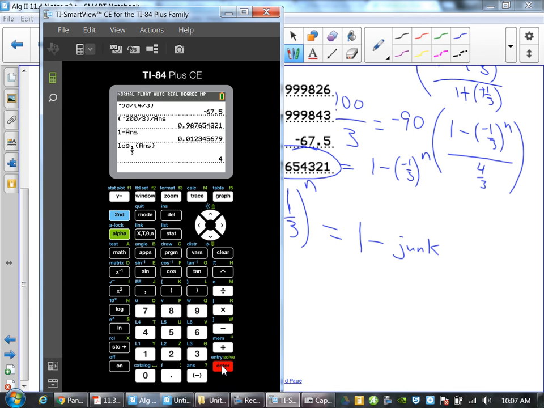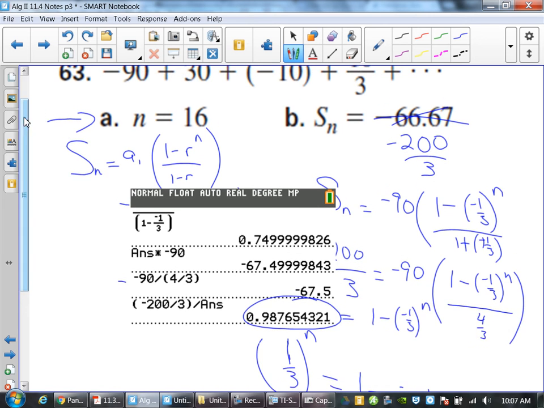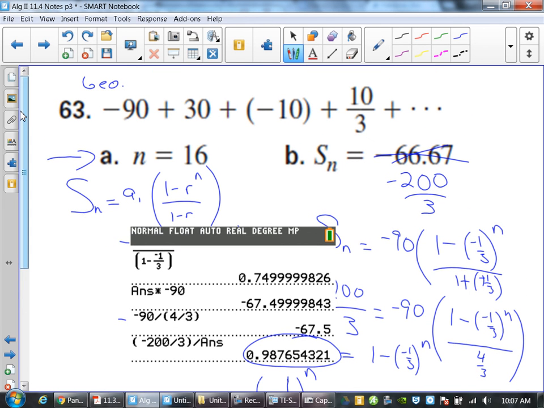So yeah, that's really nasty to get the answer of 4. And now you go back and look at the original problem. What's negative 90 plus 30? Negative 60. What's negative 60 minus 10? Negative 70. What's negative 70 plus 3 1/3? 66 and 2/3. 4.